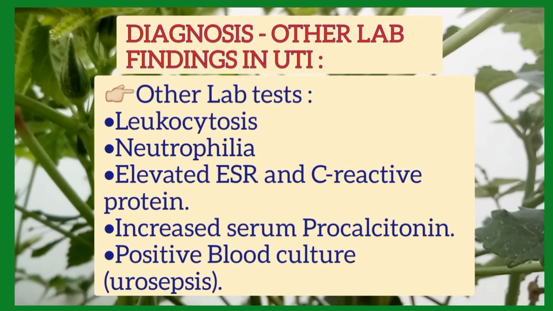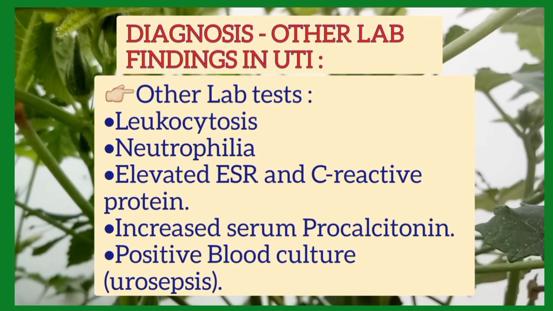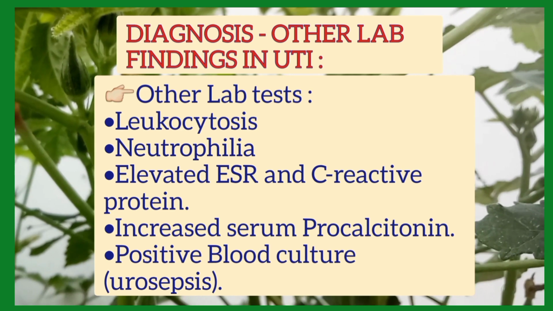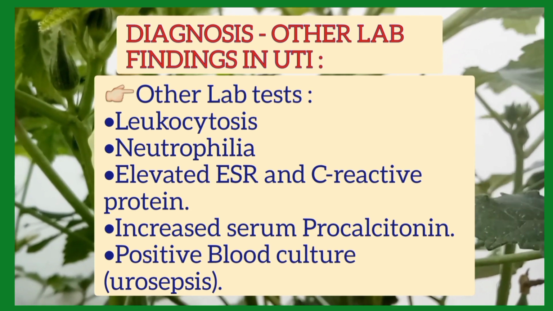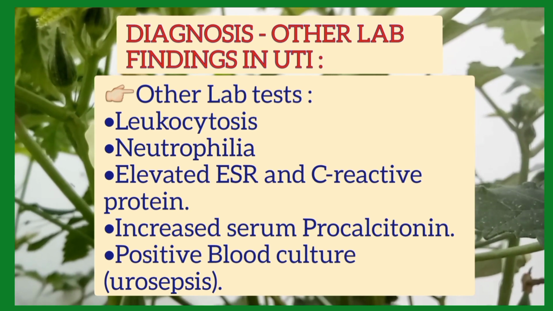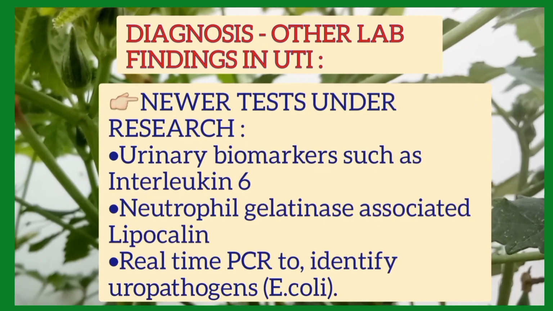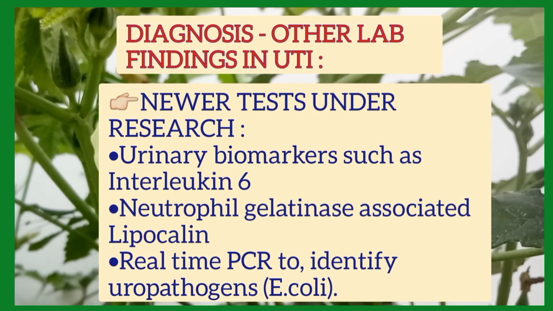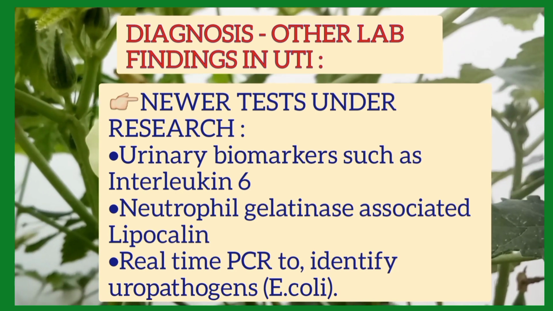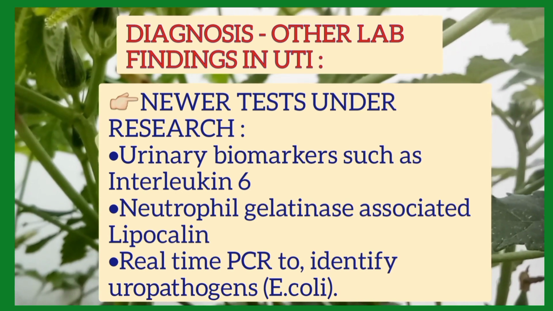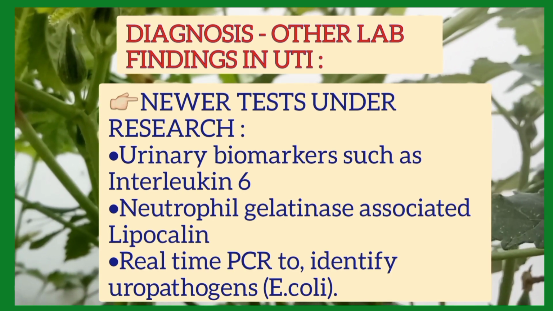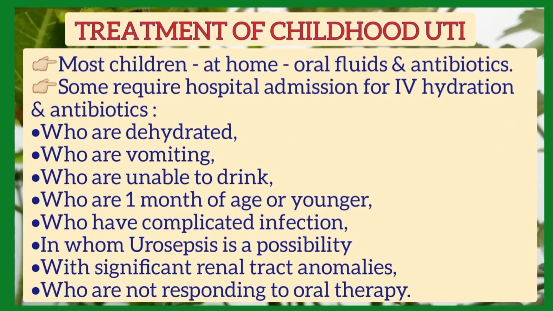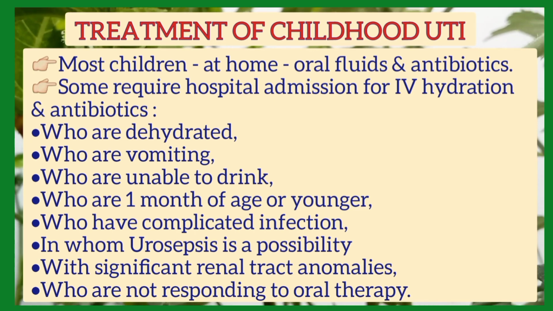Other lab findings in UTI include blood leukocytosis, neutrophilia, elevated ESR and C-reactive protein, increased serum procalcitonin, and positive blood culture in urosepsis. Now, new tests for UTI include urinary biomarkers such as interleukin-6, neutrophil gelatinase associated lipocalin, and real-time PCR to identify uropathogens. Next, I will discuss treatment of childhood UTI.